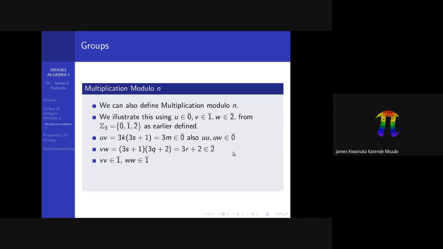The same happens if you multiply V with itself, you get 1, but W with itself, you get 1 as well. So every element is its own inverse, if you like. And here you will see that V will act like the identity. Now, also multiplication of integers is associative, so that property will be inherited.